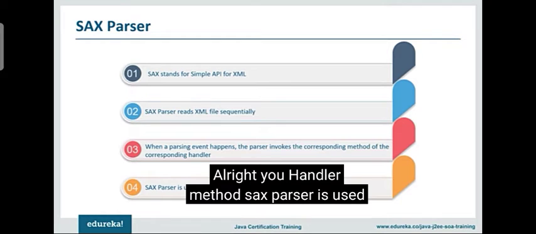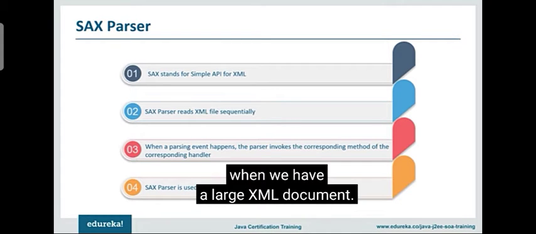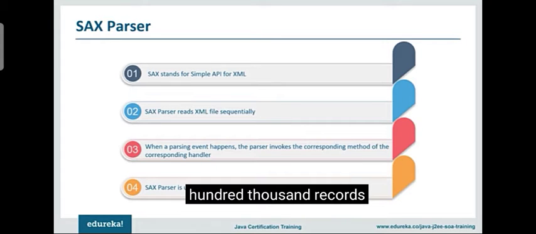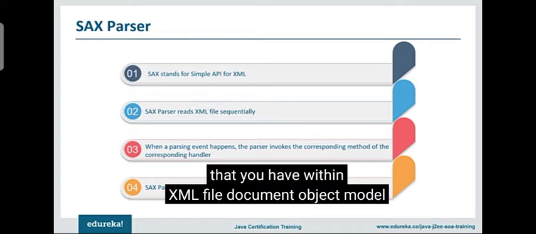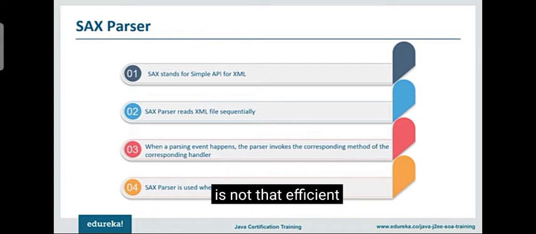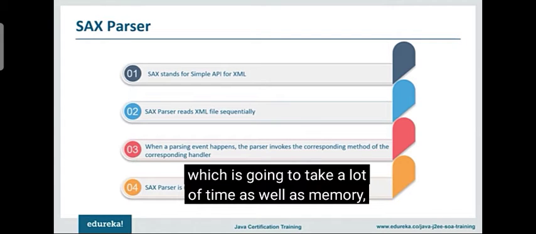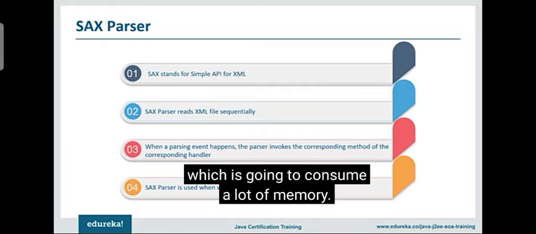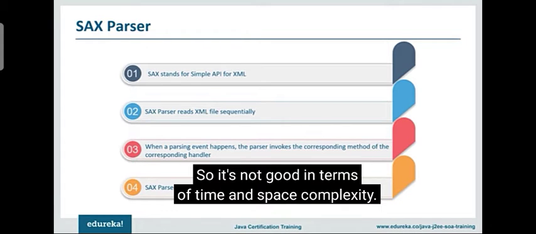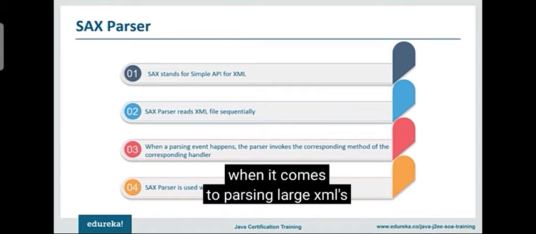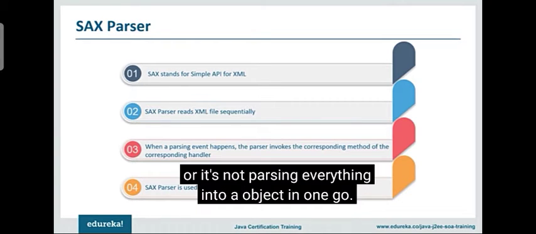The SAX parser is used when we have a large XML document. As I said in the previous example of 100,000 records within your XML file, the document object model is not that efficient because it's going to load everything into memory, which is going to take a lot of time as well as memory. So it's not good in terms of time and space complexity. Whereas SAX does a good job when it comes to parsing large XMLs, because it's not parsing everything into an object in one go.